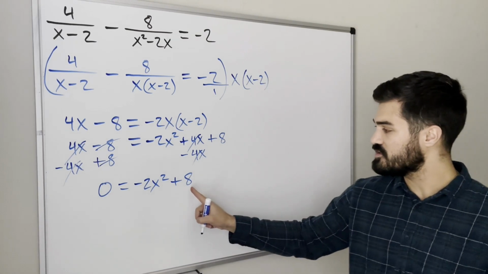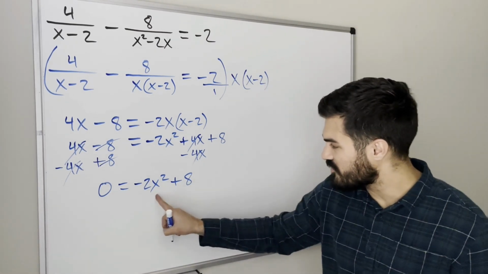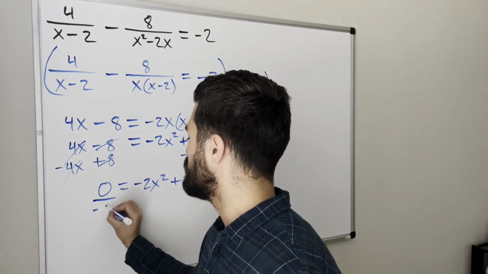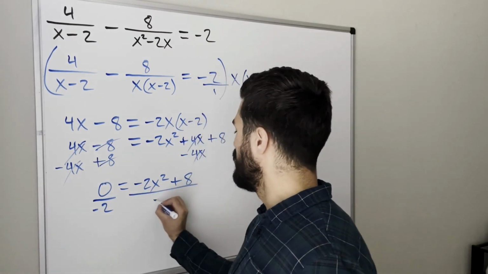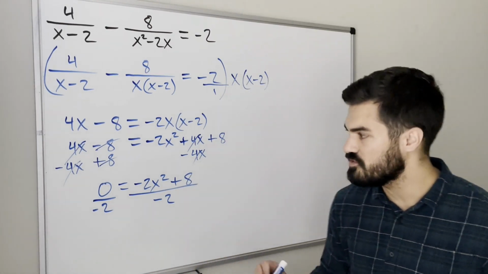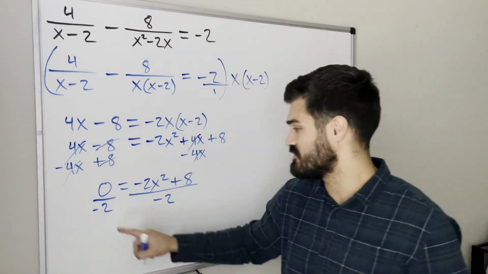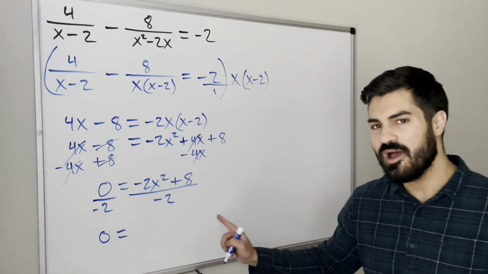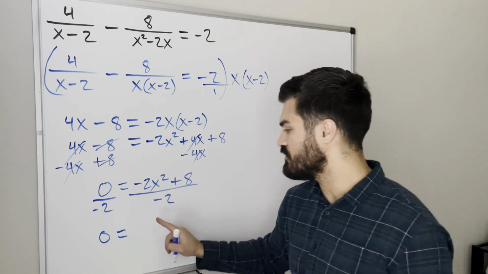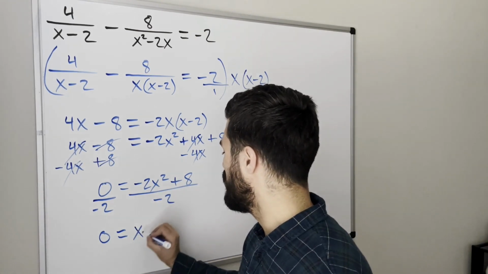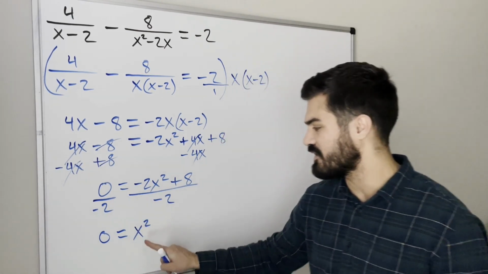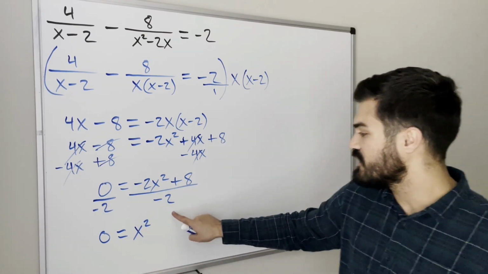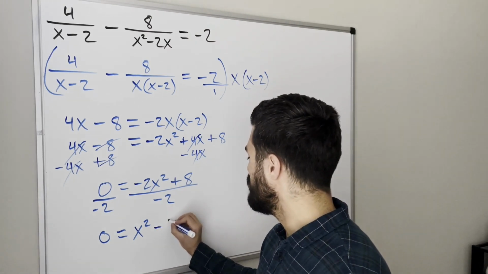Now I notice there's a common factor between these two terms. I'm just going to go ahead and divide both sides of this equation by negative 2. 0 divided by negative 2 is still 0, so the left-hand side, nothing changes. But look what happens on the right-hand side. Negative 2 and negative 2 cancel. Now I just have a coefficient of 1 on this x squared term, which I like a lot. And 8 divided by negative 2 gives me negative 4.